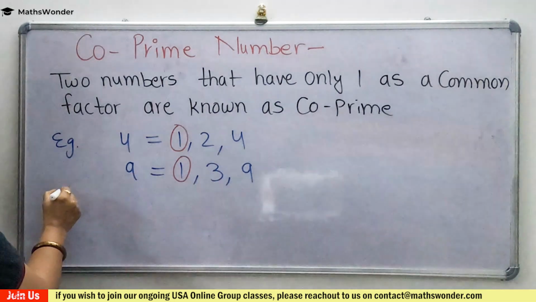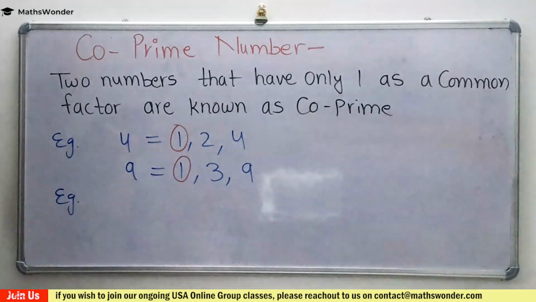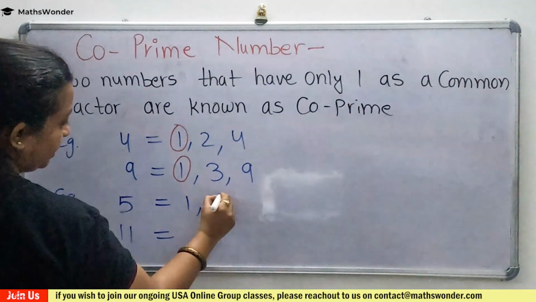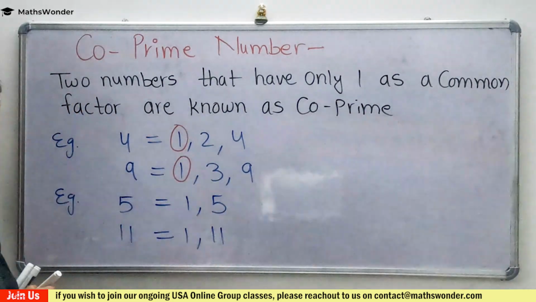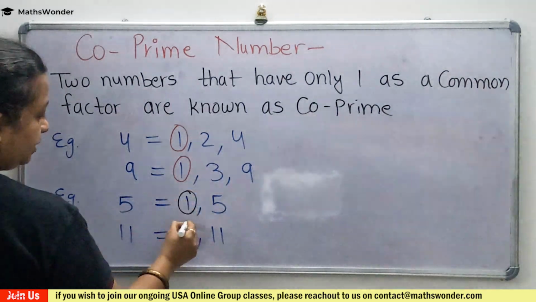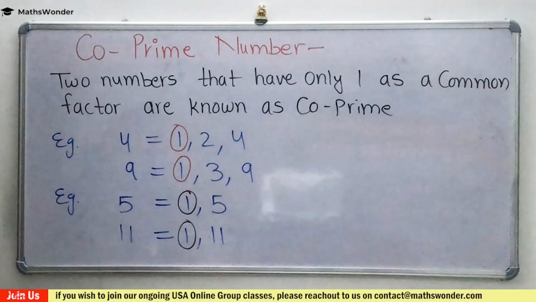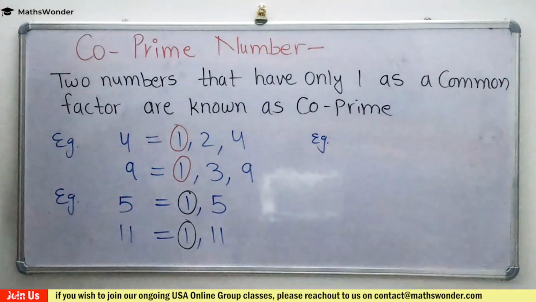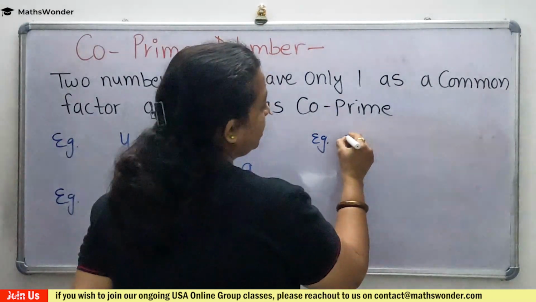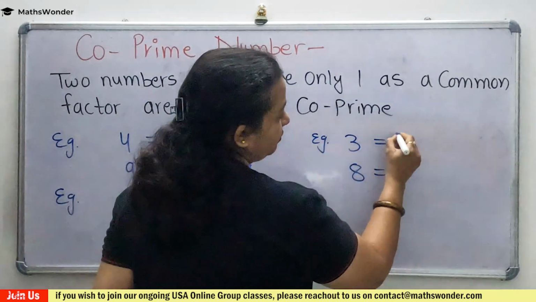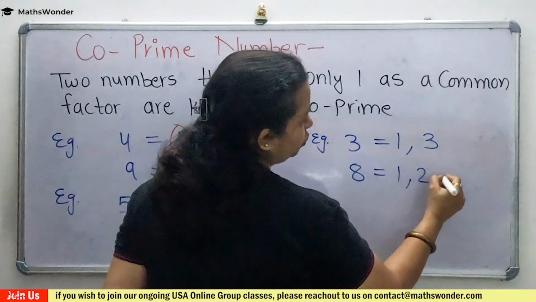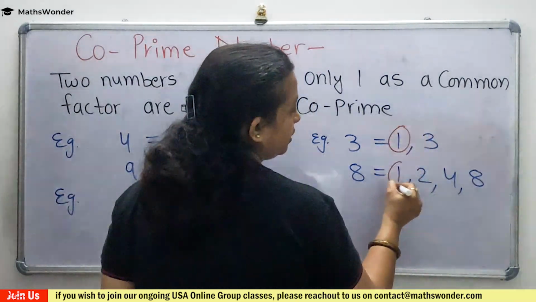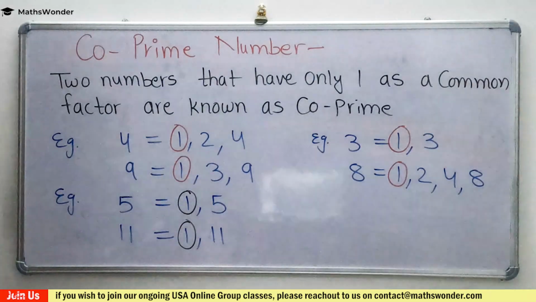Understood? For example, 5 and 11. When you find the factors of 5 and 11, you will notice that 1 is the only common factor in both. So 5 and 11 are co-prime numbers. Another example is 3 and 8. Many other pairs we can have. The factors are 1 and 3, and 1, 2, 4 and 8. So 1 is the only common factor, and then we call them co-prime numbers. Understood?